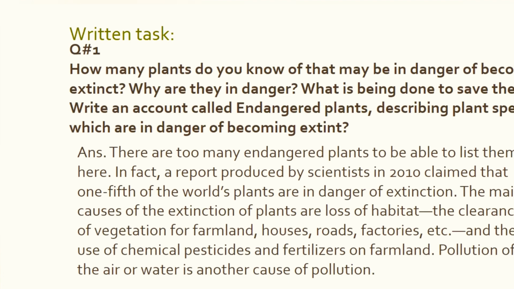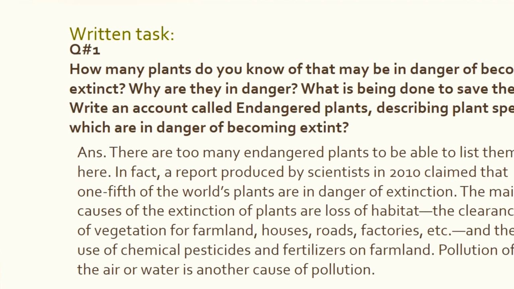Now the written task is question number 1. How many plants do you know that may be in danger of becoming extinct? We have studied about it, that a plant becomes extinct when it does not reproduce for a long time, then their type finishes. Why are they in danger? What is being done to save them? Write an account called Endangered Plants, describing plant species which are in danger of becoming extinct.